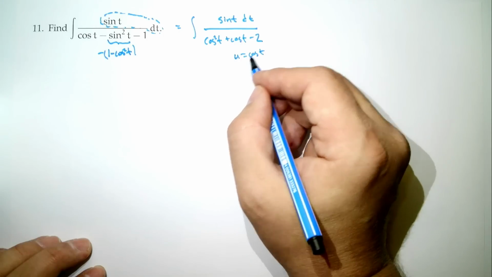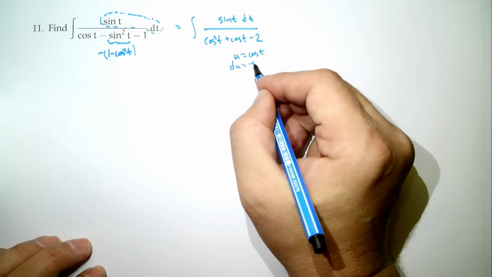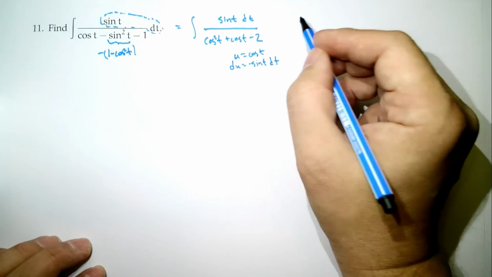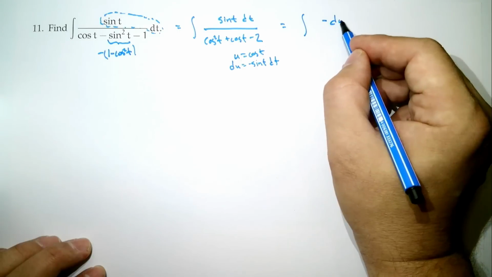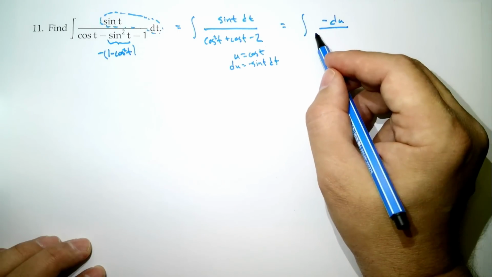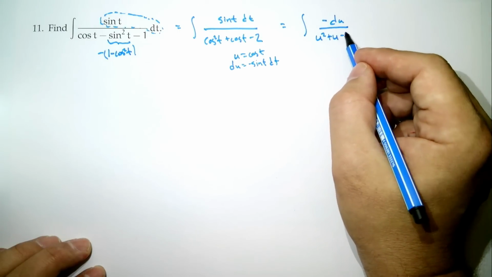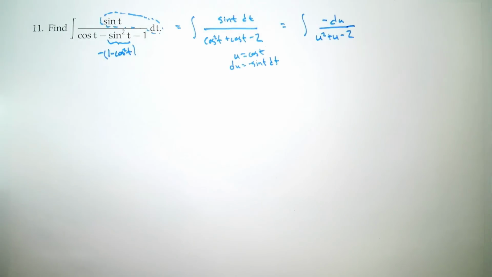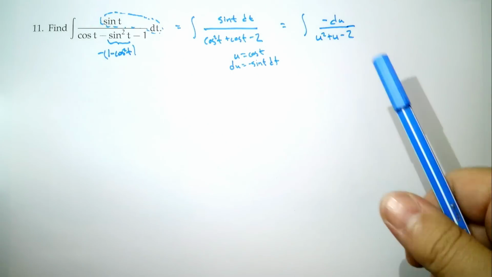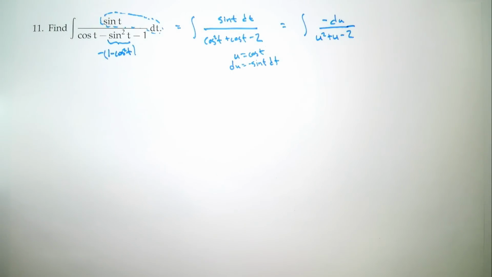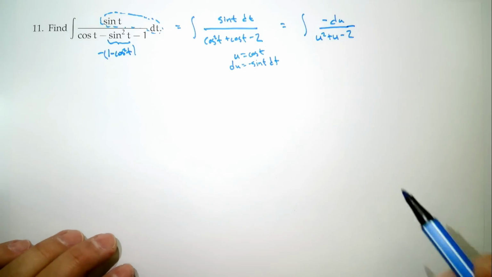Now we follow the substitution. U equals cosine t. Du equals minus sine t, dt. So this would become the integral of minus du divided by u squared plus u minus 2. Now what do we do? Yeah, we've transformed our trigonometric problem, because this was trig, into an algebra problem, and now we use an algebra tool. So in this case, it's partial fractions.